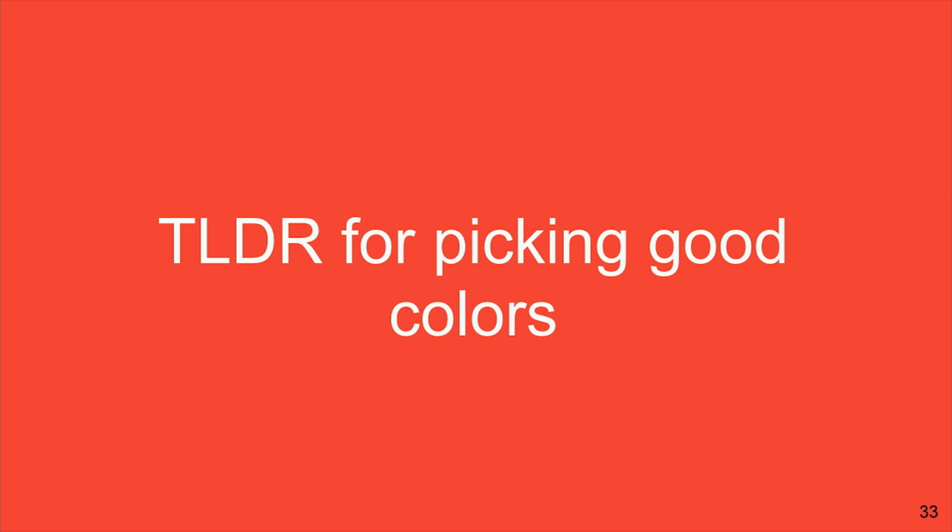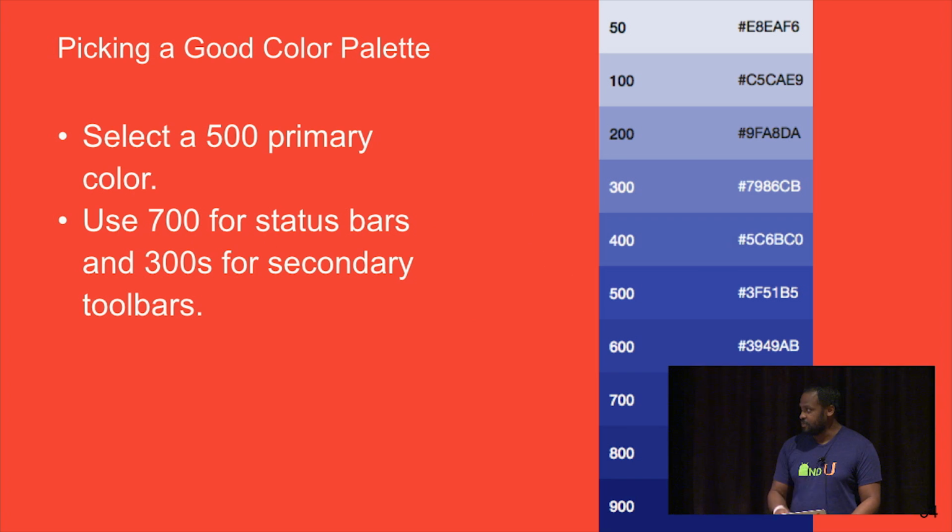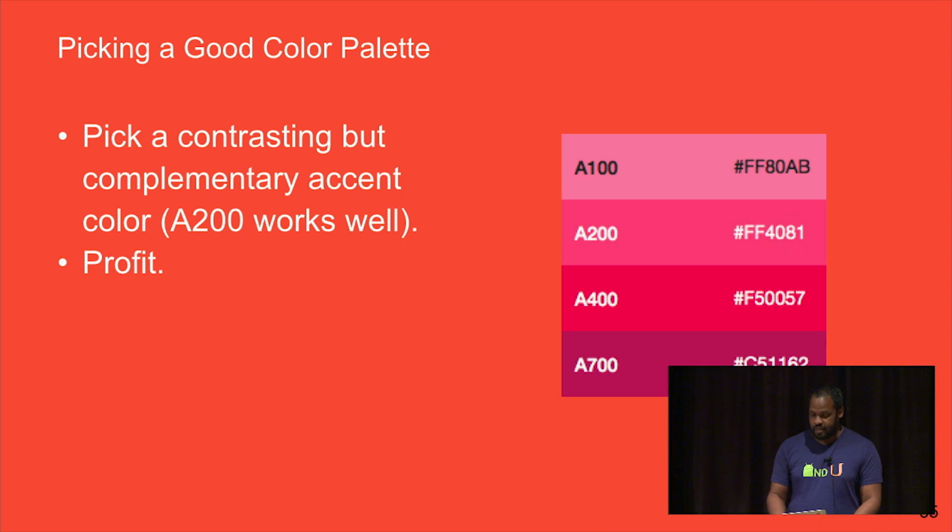So this is kind of what Material Palette was doing with picking the colors. In material design, your colors range from a 50 value, which is the very lightest tint, all the way down to a 900, the darkest. You should select a 500 for your primary color, and then bump up a couple of steps to a 700 for your status bars, down to 300 for your secondary bars. And then each color also has an accent range from A100 to A700. Generally, an A200 will work well.